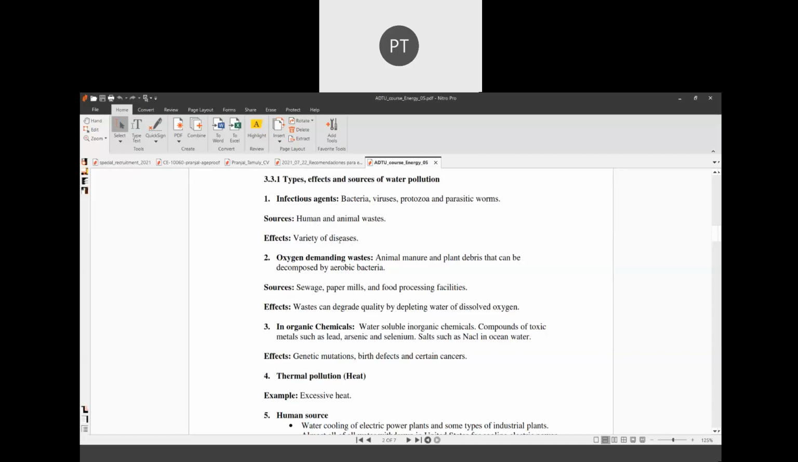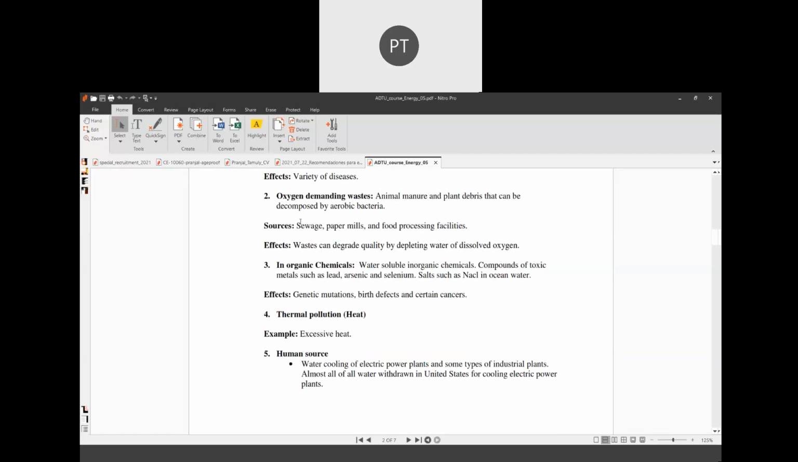The other category is oxygen demanding waste, meaning animal and mineral waste that can be decomposed by aerobic bacteria. These sources are sewage, paper mills, and food processing facilities. The effect is that waste can degrade water quality by depleting the water of dissolved oxygen. So there are two types, called oxygen demanding.